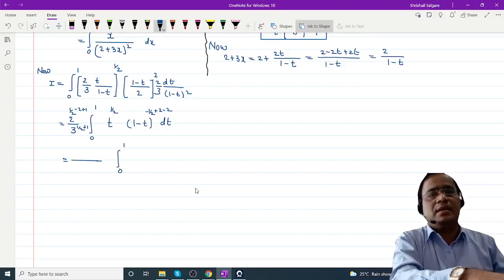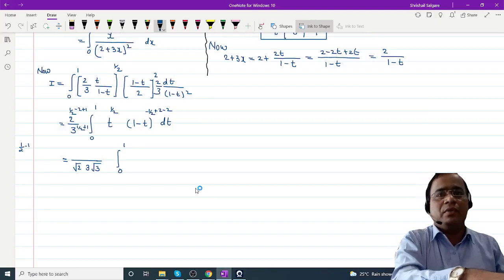I think this term I will write as 3 root 3, that is 3 raised to 3 by 2. And the 2 raised to what will it come? I think root 2 only, because the power is 1 half minus 1. It comes as minus 1 half. Okay, one note will close. Meanwhile, you complete that example.